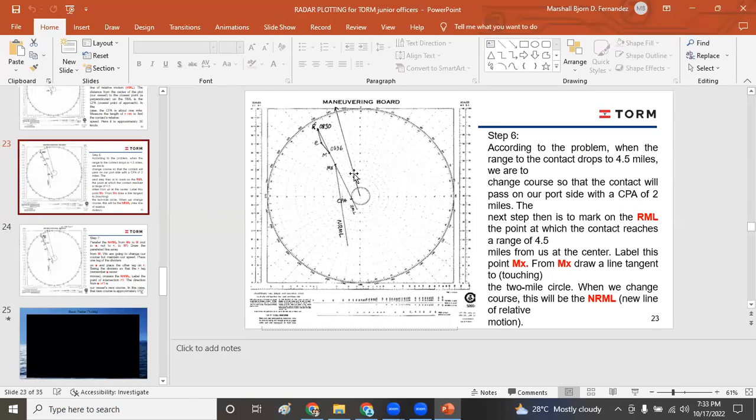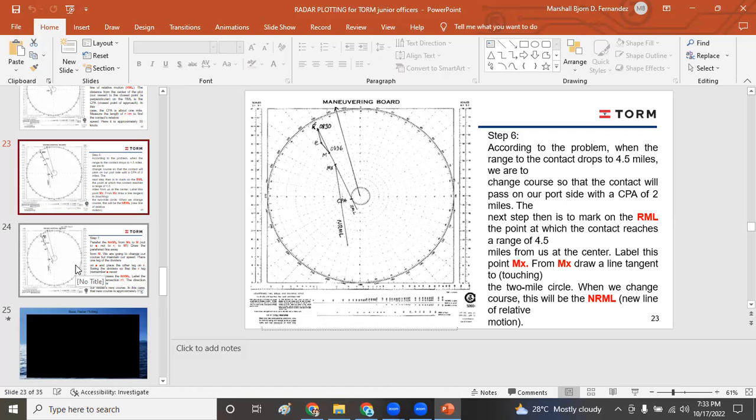Step 6. Now the point of MX comes. Sabi natin kanina, we have to produce a new CPA of 2 miles. So measure 2 miles dito. From your position, measure 2 miles. And then after that, it says there at 4.5 miles, you will have to alter your course. So measure from this point up to the line on the relative motion line, 4.5 miles. Pagka measure mo, that will be your point of MX. Ibig sabihin, while observing the other vessel at 4.5 miles, you will alter your course. And with that alteration, you will produce a new CPA of 2 miles. Okay? Understood?